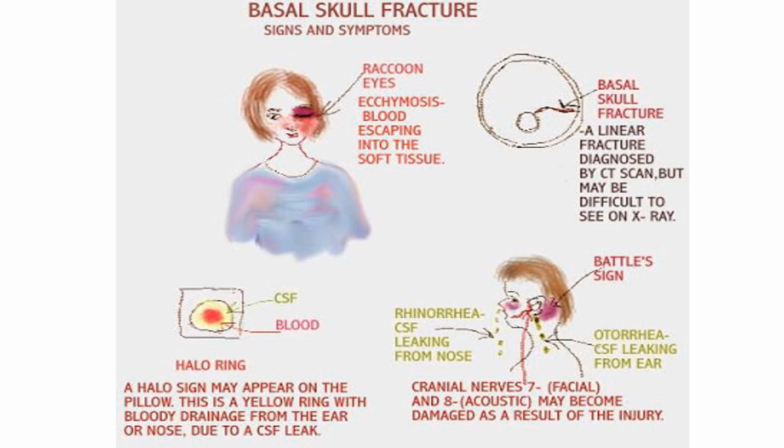Skull base fractures increase the risk of developing meningitis because of the possible contact of bacteria in the nose, throat, or ear with the central nervous system. Classic signs of a basilar skull fracture include raccoon's eyes, Battle's sign, rhinorrhea, otorrhea, as well as a halo sign.